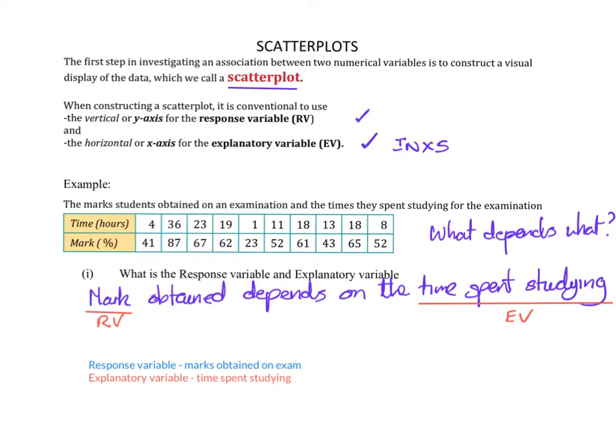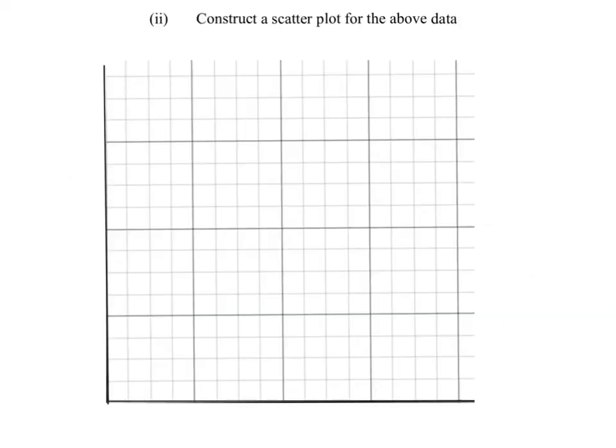So now that we've worked out both of our variables, what we can do is set up our axes for our scatter plot. Now, a scatter plot is basically just a graph with an x and y axis, if you like. And like all graphs, it needs to have a heading. So what is this data about? Well, it's the marks obtained in an exam and the time spent studying. So how would we sum that up? I've simply called it the marks versus the time spent studying.